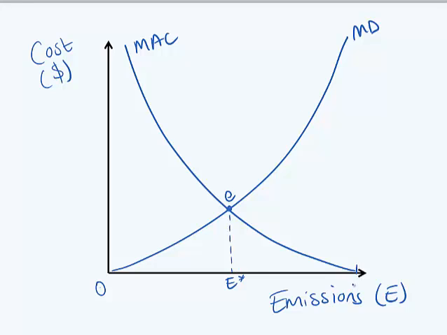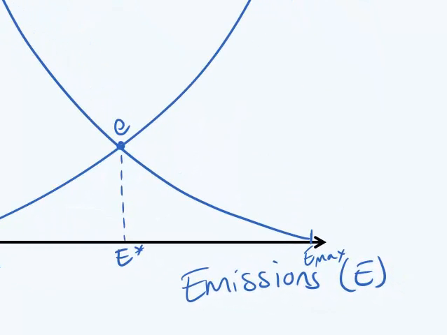Now over here I'm going to call it E max. That's the maximum amount a company would like to emit if it was free to emit this particular pollutant. So that's the amount they would like to emit if there weren't any costs involved. But now we want to reduce their emissions to the social level E star.